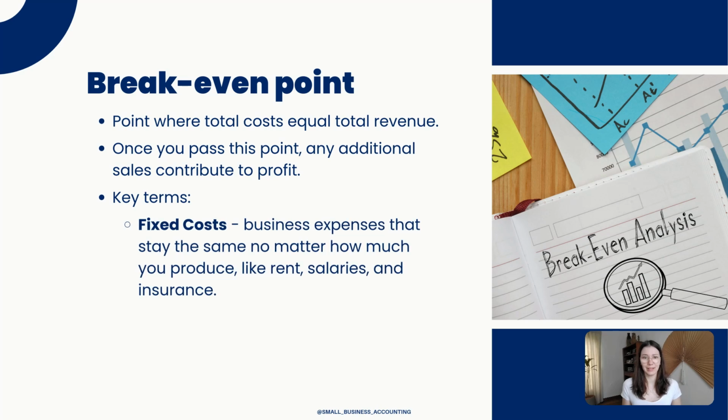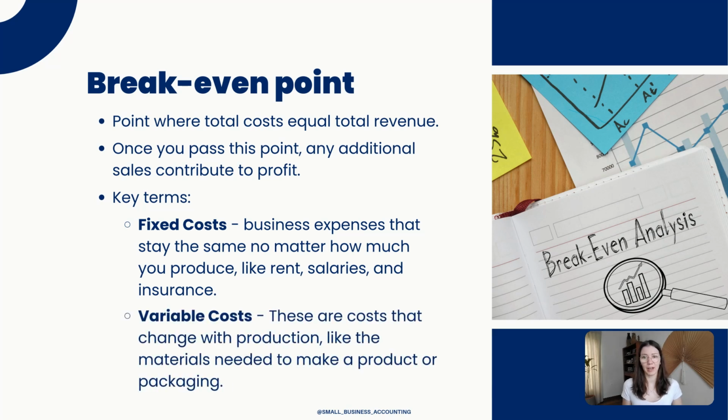Fixed costs. These are your business expenses that stay the same no matter how much you produce, like rent, salaries, and insurance. Then we have our variable costs, and these are costs that change with production, like your materials needed to make a product or packaging.